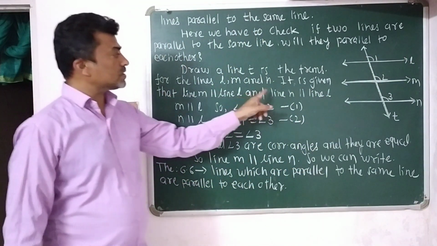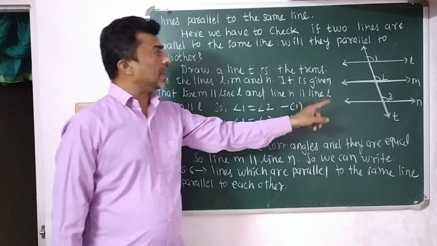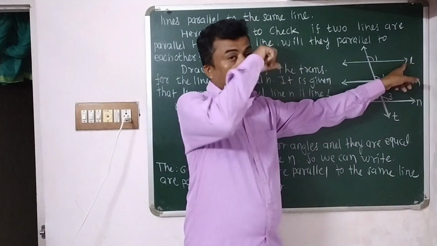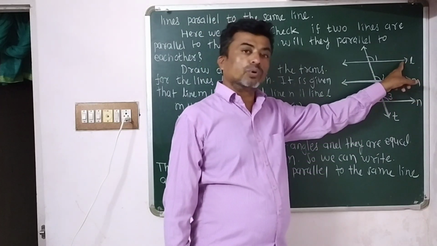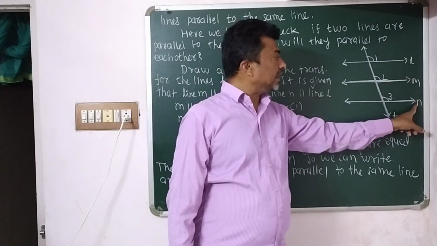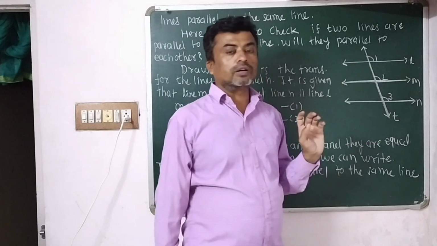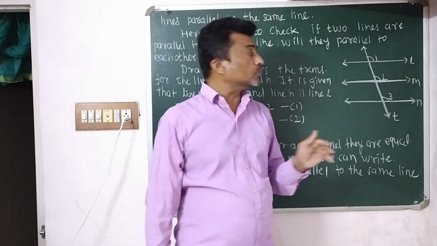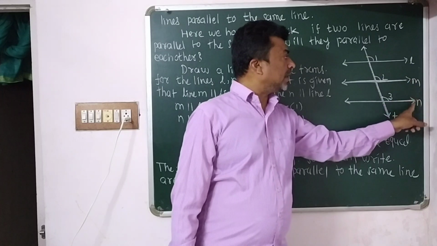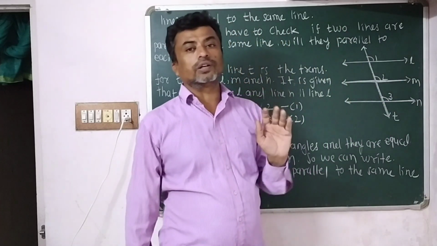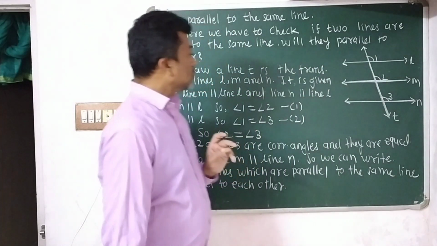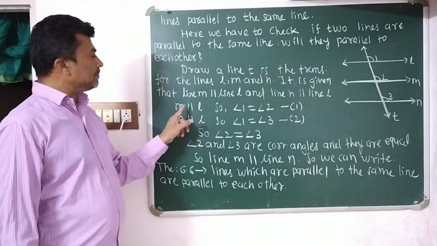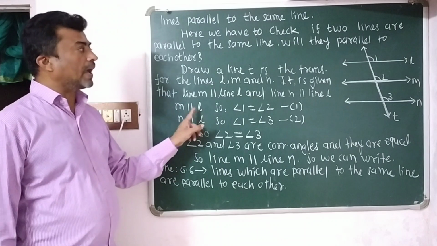Second, what is given to us? Line N is parallel to L, meaning N is also parallel to L. Lines M and L are parallel to each other, and lines N and L are parallel to each other. And what do we have to prove? Lines L, M and N are all parallel to each other, or in short M is parallel to N, that we have to prove.